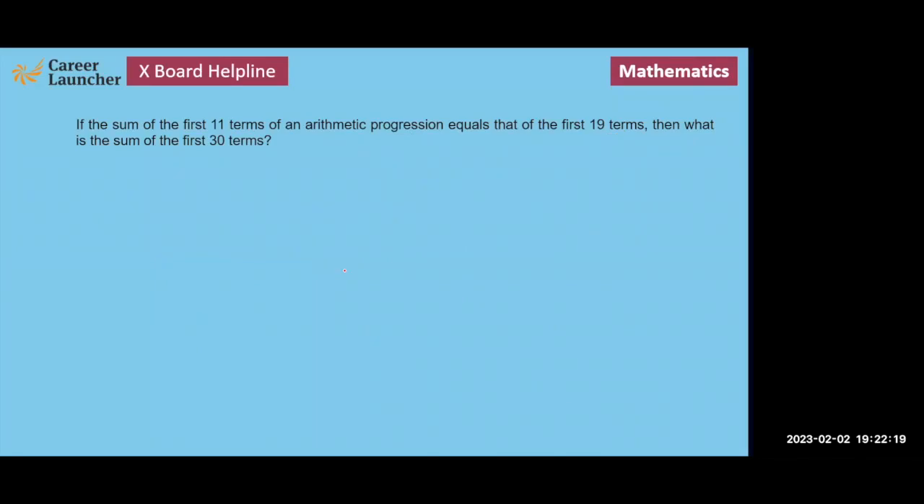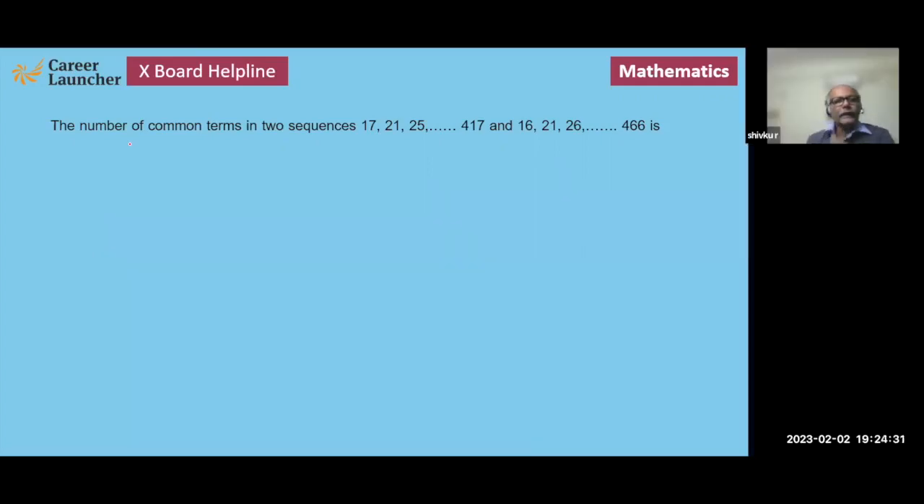Okay, let's see the next question. Number of common terms in two sequences is, how many common terms are there? Again, another hot question where the concept of arithmetic progression can be combined with the LCM concepts that you have learned in your first chapter. Okay, Sushma says 20. So let's check whether it will be 20, or less than 20, or more than 20, right? And good, Sushma, I think you're doing well, right?